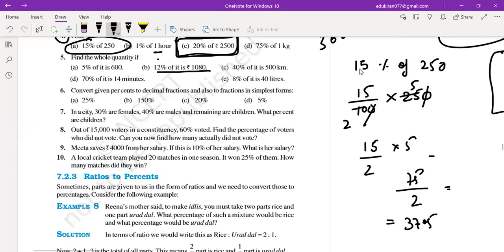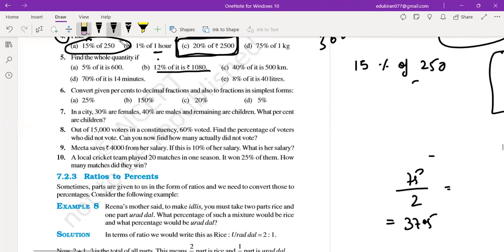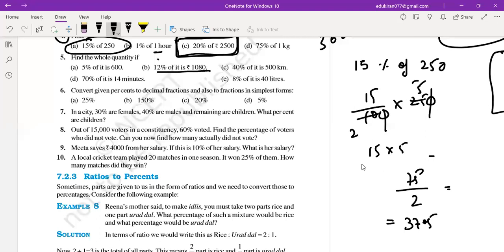Yeah. You can see, 15% of 250. Let me just solve it again. So 15 by 100 multiply by 250, right? So 0 and 0 got cancelled. Now what is left? 5 2s are and 5 5s are. So 15 multiplied by 5 and 2. 15 multiplied by 5 will give you 75 and then you will divide it by 2, you will get 37.5. Ah, okay. Yeah, do it now.